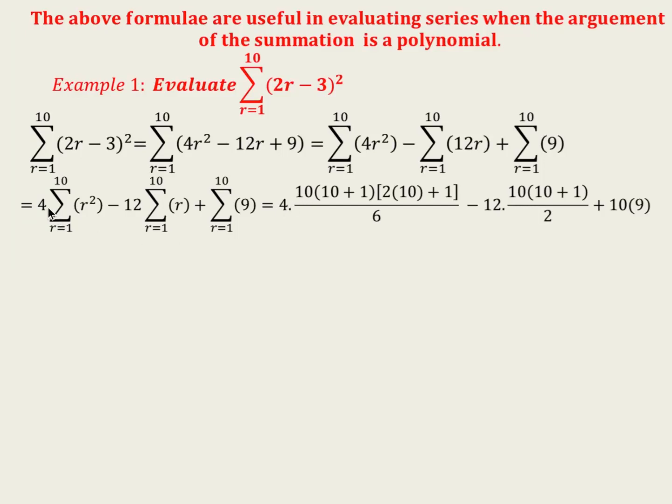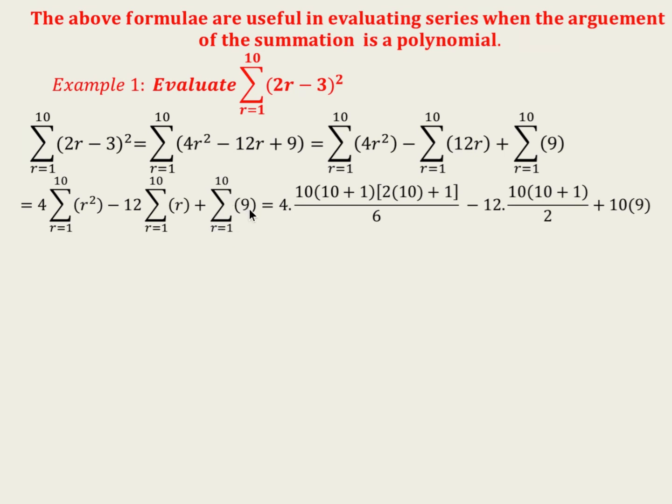We then have this term, summation from r equals 1 to 10 of r squared, to be 4 times 10 into 10 plus 1 into 2 times 10 plus 1 all over 6, and then minus 12 summation from r equals 1 to 10 of r. The formula for summation from r equals 1 to n of r is n into n plus 1 all over 2. So n being 10, that term should be negative 12 into 10 into 10 plus 1 over 2, plus the last sigma notation, which is summation from r equals 1 to 10 of 9.